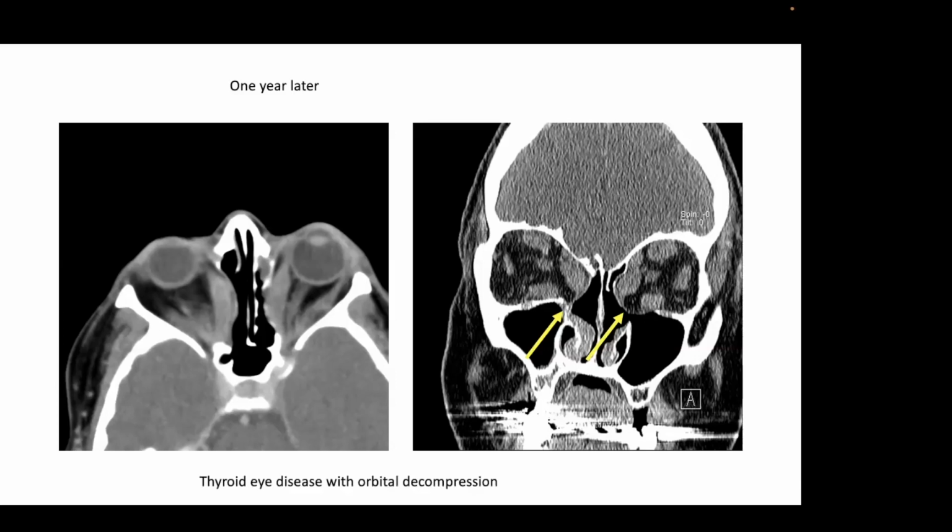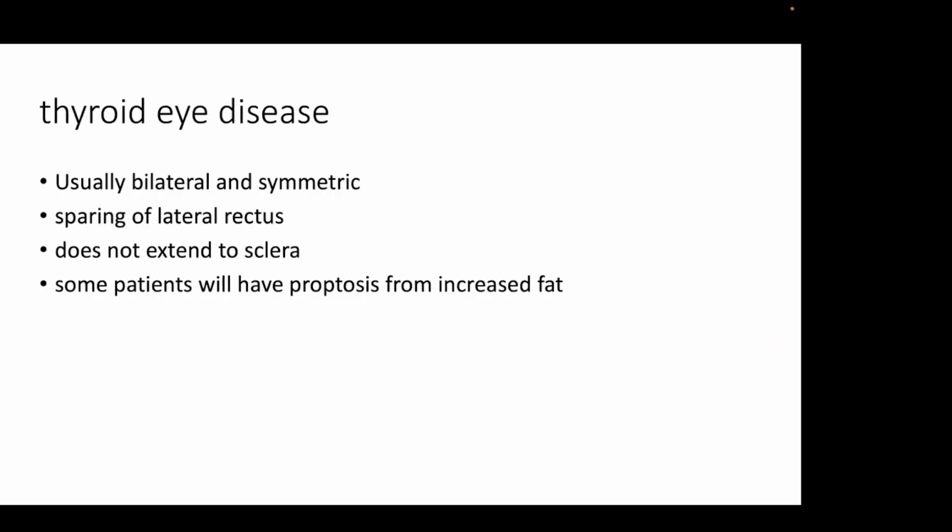Okay, so this is thyroid eye disease with orbital decompression. As you saw in this case, it is bilateral and symmetric. Usually there's relative sparing of the lateral rectus. It can be enlarged, but it won't look as large usually as the medial rectus. The enlargement of the muscle does not extend to the sclera.